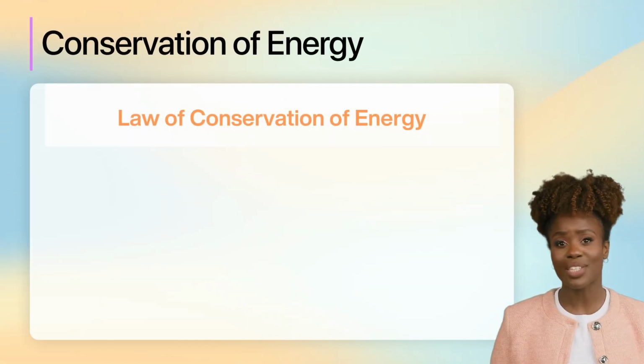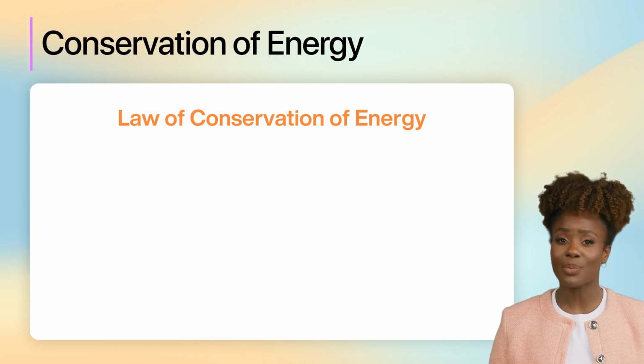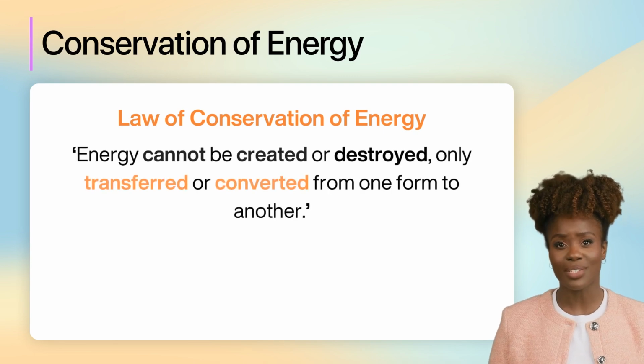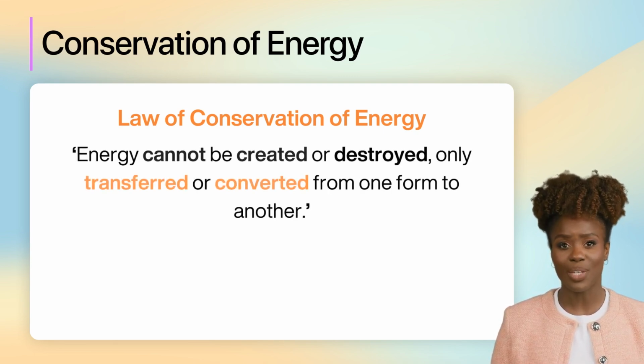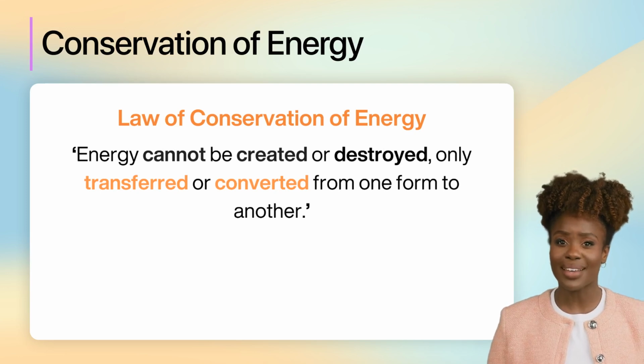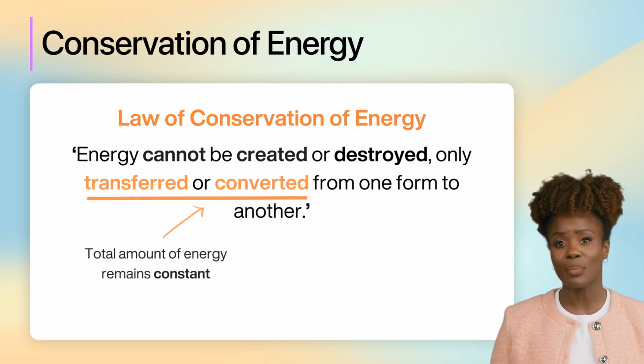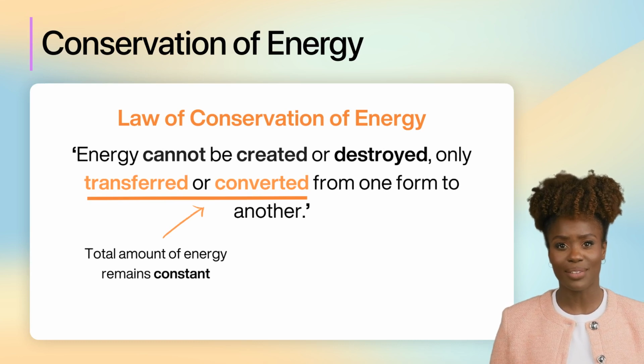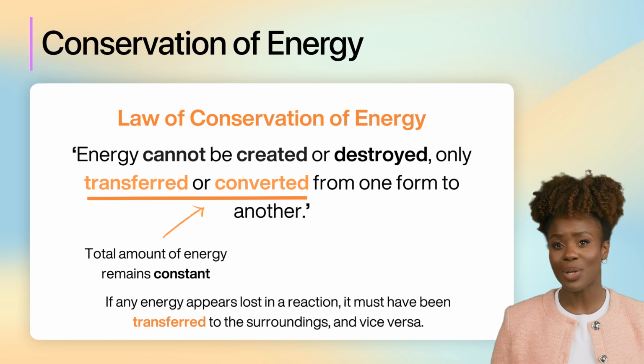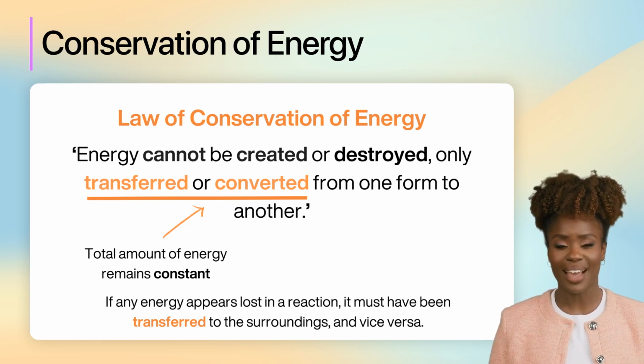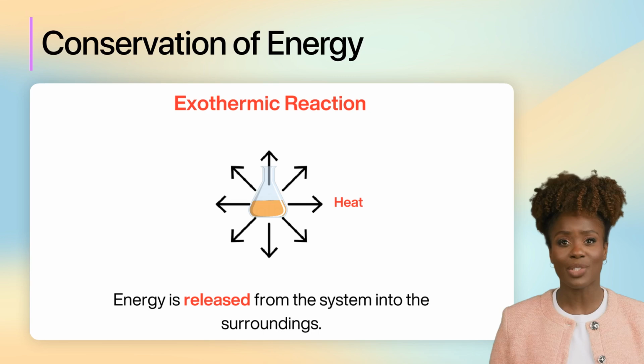The law of conservation of energy is fundamental in chemistry and physics. This principle states that energy cannot be created or destroyed. It can only be transferred or converted from one form to another. This means that in any chemical reaction, the total amount of energy remains constant. If some energy appears to be lost in the reaction, it must have been transferred to the surroundings, and vice versa. In an exothermic reaction, energy is released from the system into the surroundings.